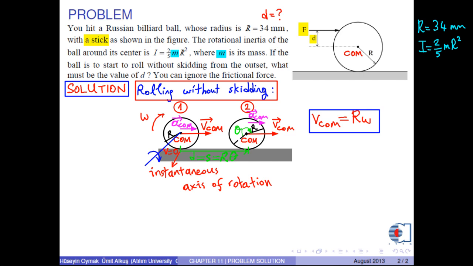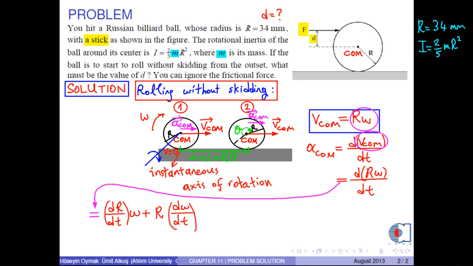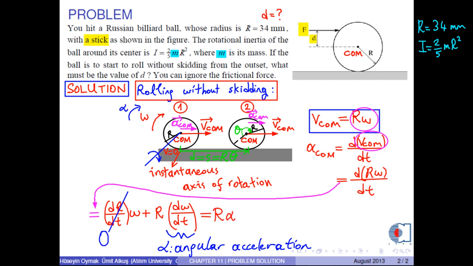Now, the magnitude of the acceleration of the center of mass is found by the first time derivative of the magnitude of the velocity of the center of mass. That is dv over dt. Here v is r times omega, so the first time derivative of the product r times omega is dr over dt times omega plus r times d omega over dt. dr over dt is 0, and d omega over dt is the angular acceleration denoted by alpha according to the rotation axis passing through the center of mass. Therefore, the magnitude of the acceleration of the center of mass is obtained as r times alpha.